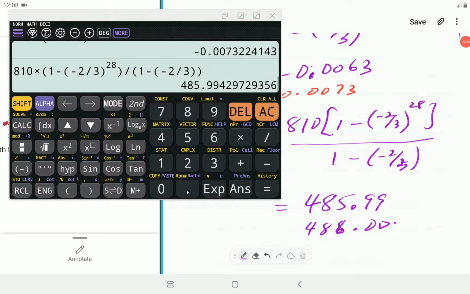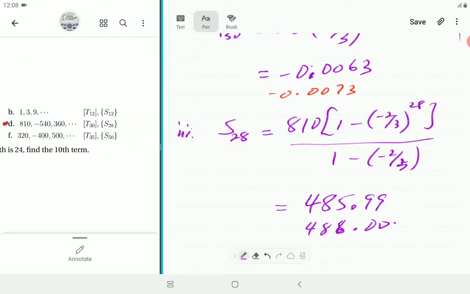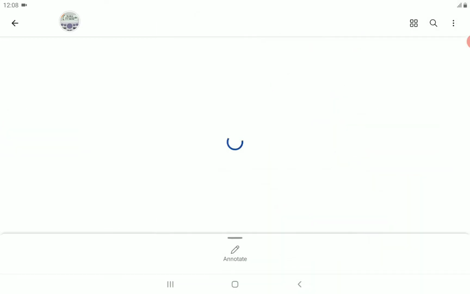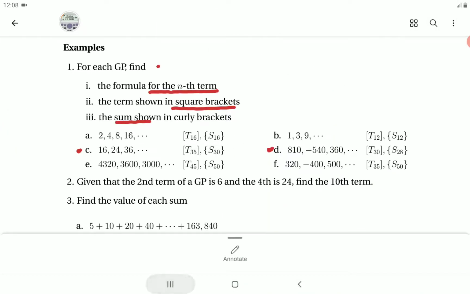All right, so we're now going to go to number 2. So let's see what number 2 is about.